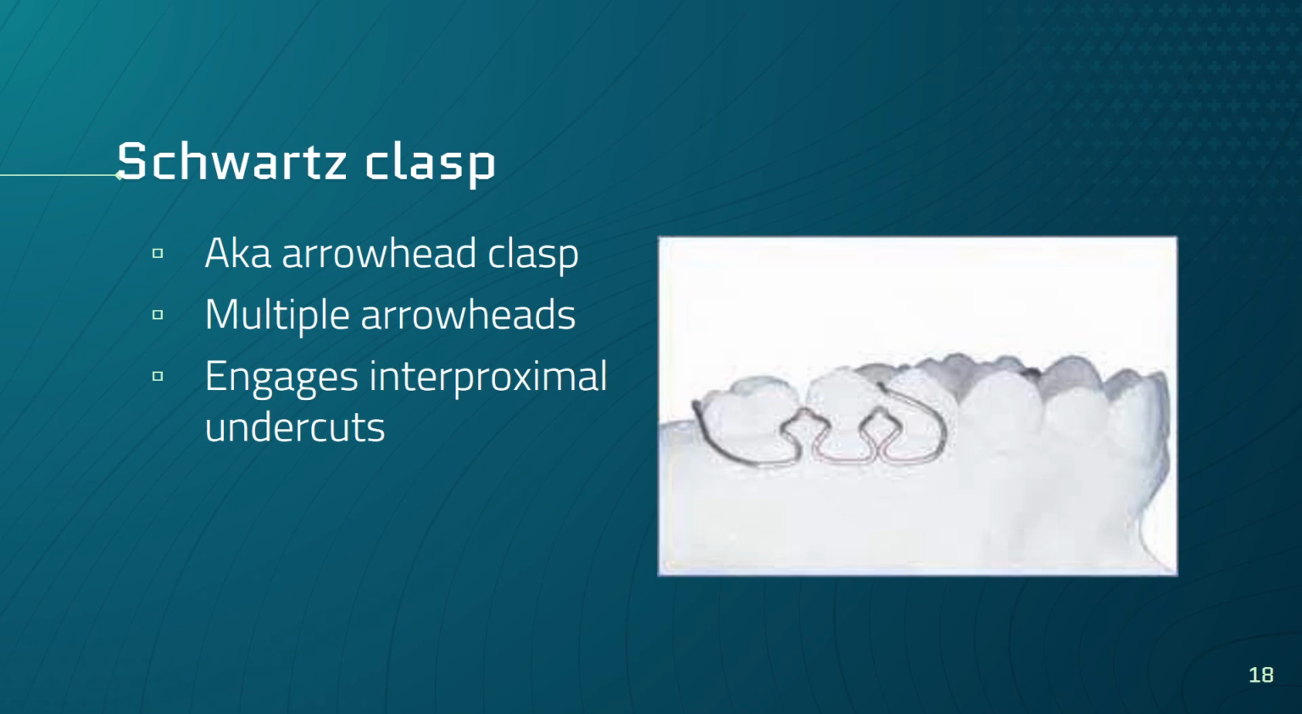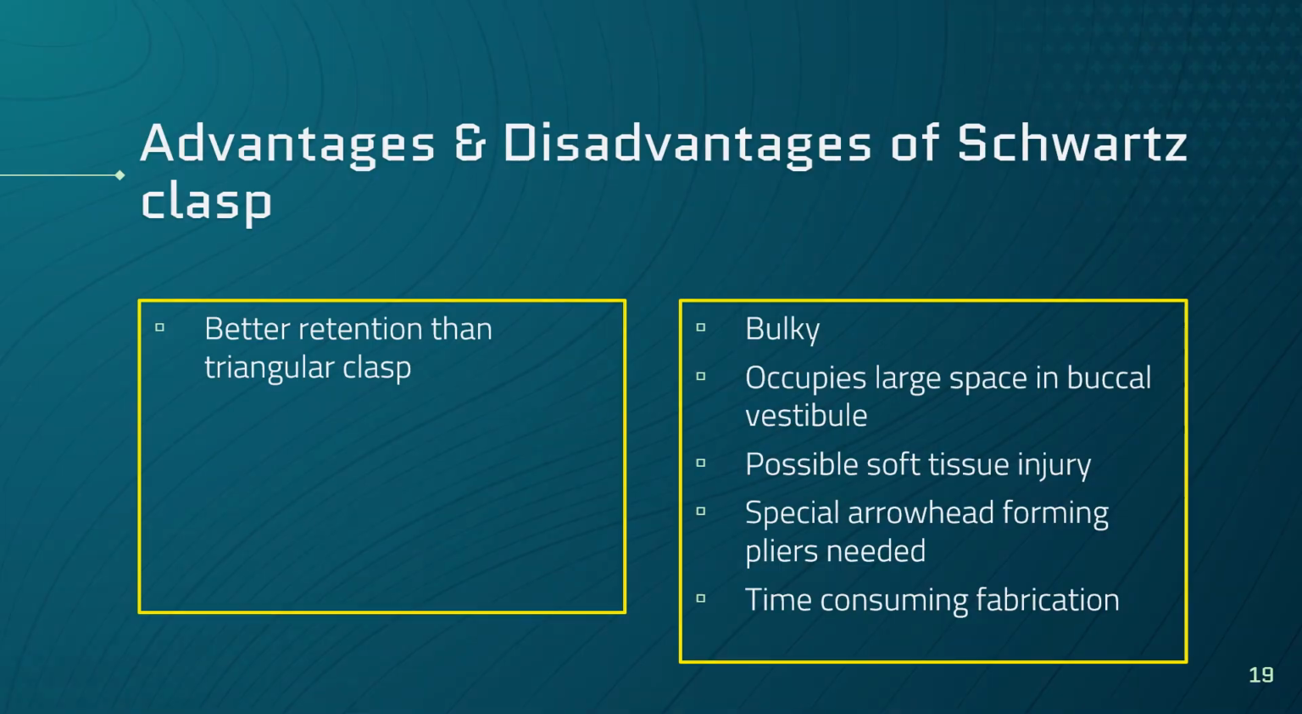Schwartz clasp. A Schwartz clasp is also known as an arrowhead clasp. There are multiple arrowheads which engage the interproximal undercuts. The advantage of a Schwartz clasp is it gives better retention than a triangular clasp. This is because it usually has multiple arrowheads, meaning it can engage more than one interproximal undercut area.